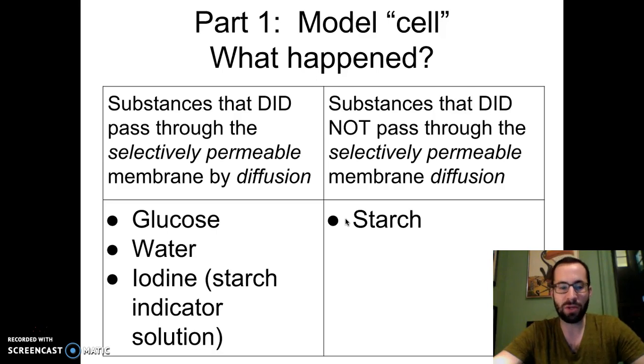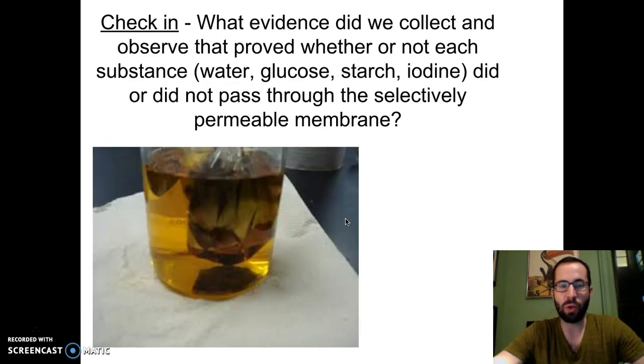Although it's not enough to know that these things pass through, we also need to know how we know. What evidence do we have? You guys are scientists, right? I'm not going to believe you if you just say these things pass through, as a scientist, unless you actually have evidence that proves your claim.